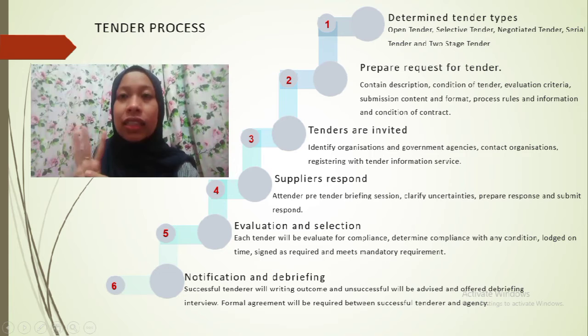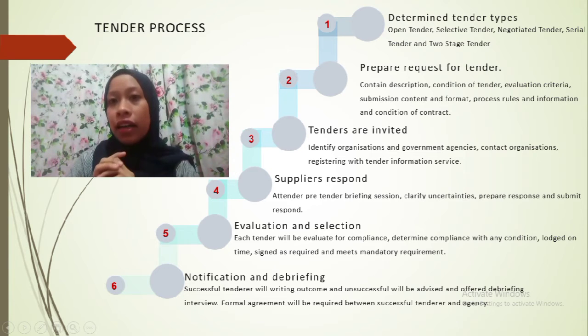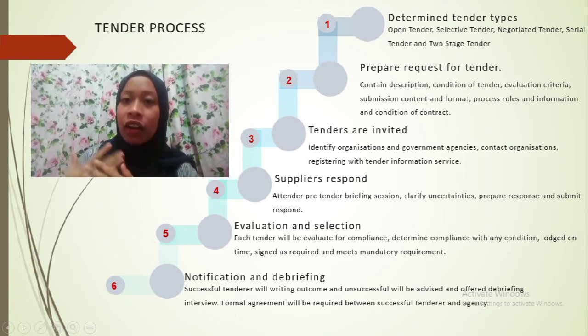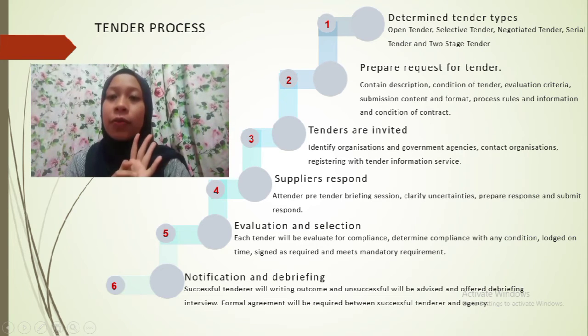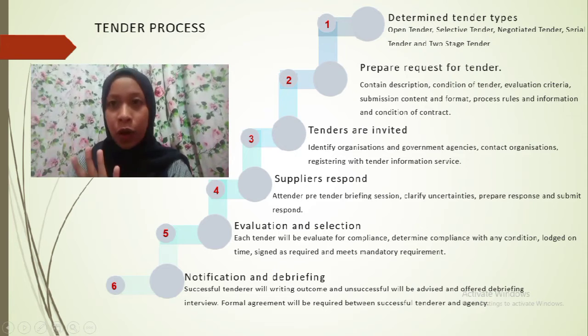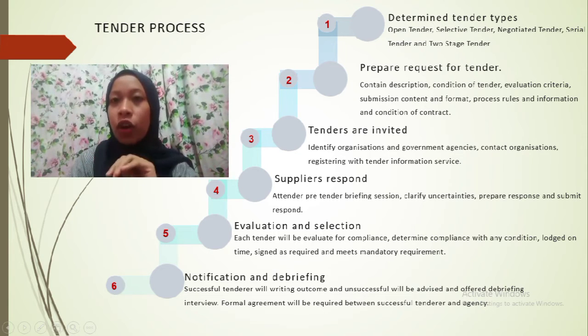The third step is that tenders are invited. This must identify the organization and government agency, the contract contact, and organization registration with the tender information service. The next procedure is the supplier response. The supplier must obtain all relevant documentation, attend the pre-tender briefing session, seek clarification, prepare the response, and submit it.